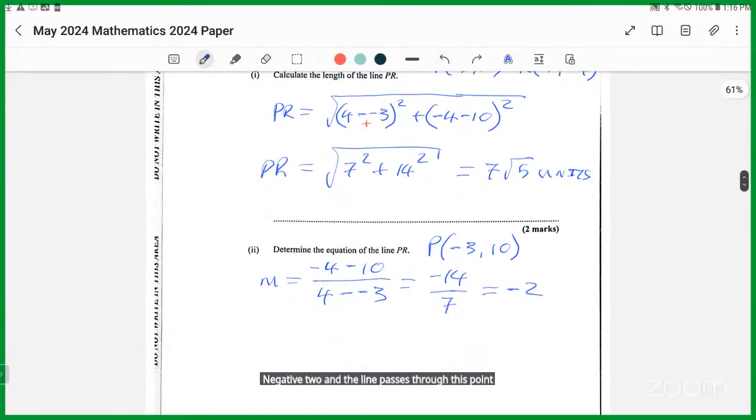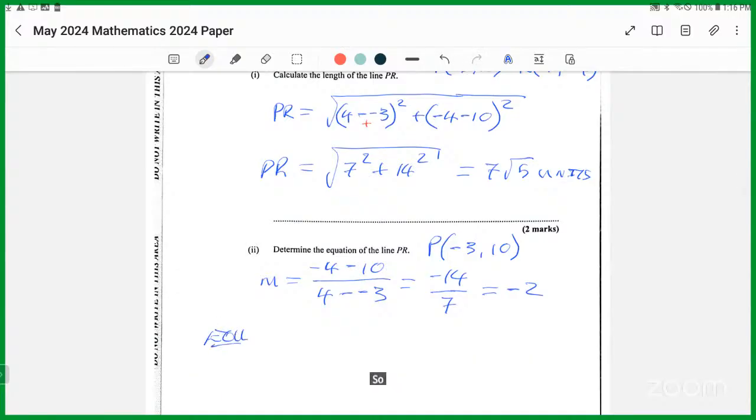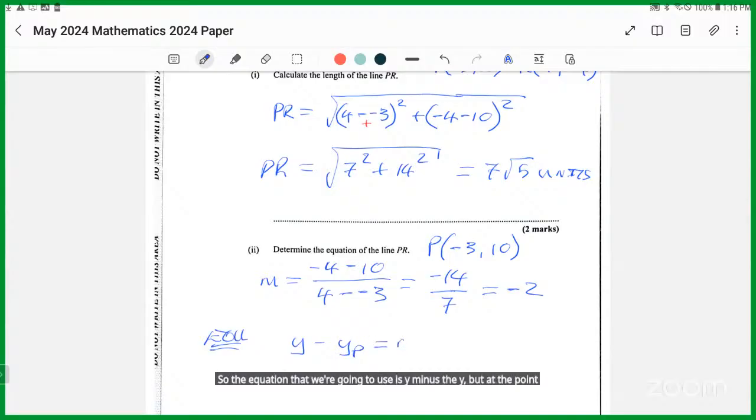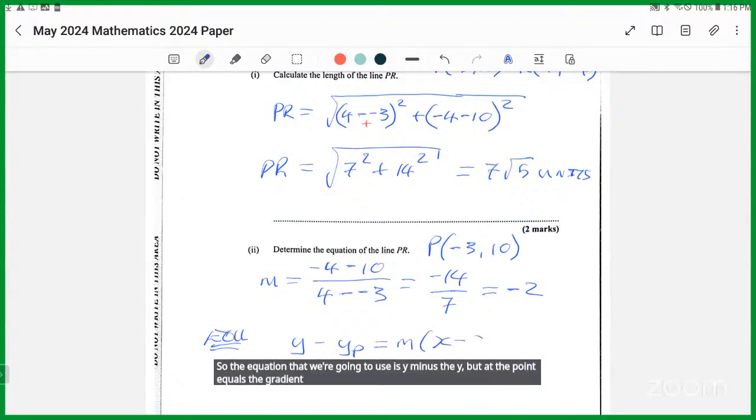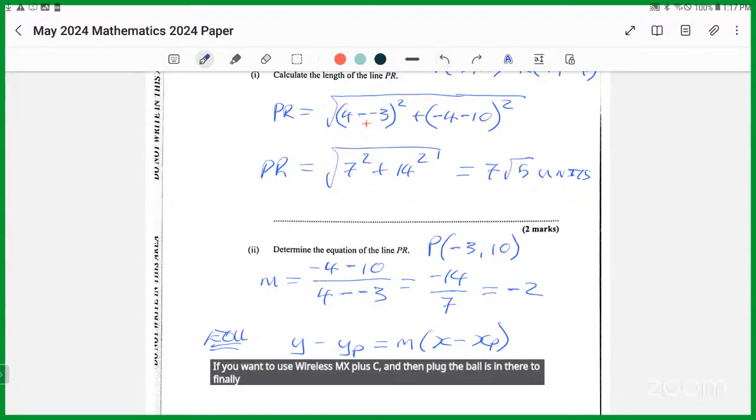We're going to use the point gradient form. So the equation that we're going to use is y minus the y value at the point equals the gradient into x minus the x value at the point. That will give us the equation straight. If you want to use y equals mx plus c and then plug the values in there to find the c, some people do it that way, no problem. But this will give you the equation straight.